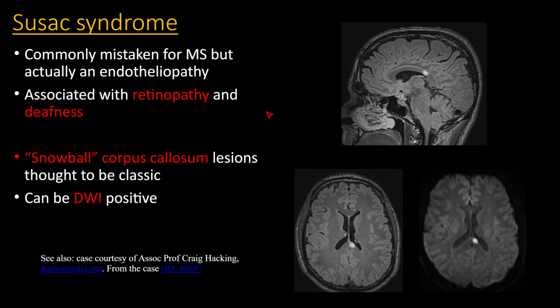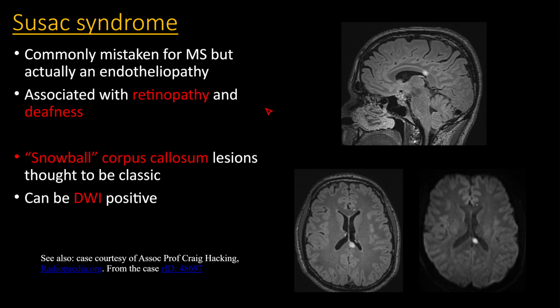Now, the next disease we talk about is going to be Susac syndrome, and this is a disease commonly mistaken for MS, but it's actually not a demyelinating disease at all. It's an endotheliopathy. Clinically, what's to be aware of with Susac syndrome is this strong association with retinopathy and deafness. So these are the two clues you should look for in your histories.